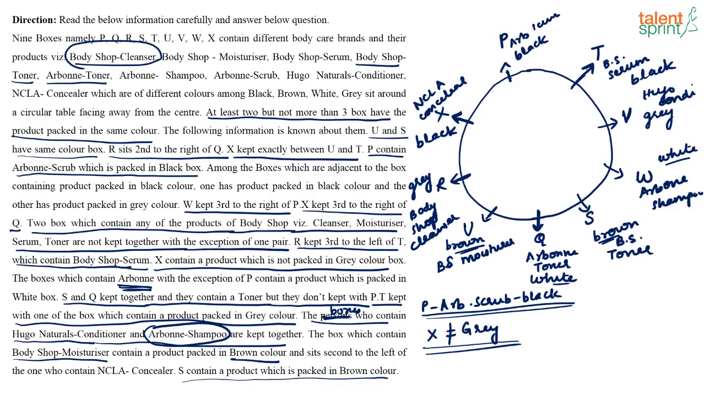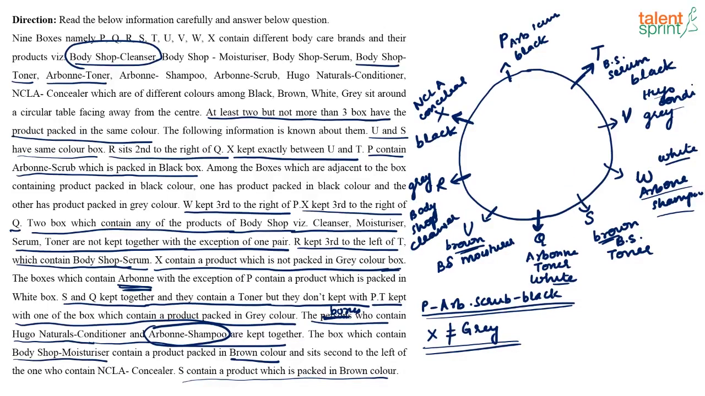Okay. Body Shop cleanser can also be V. Body Shop cleanser can also come here, but why is it not coming here? Because they have given that the other two, this Arbonne Shampoo and Hugo, these two should be together. It can either be W or V. Whatever be the case, it can't come here on this side because I need 2 adjacent places to place Arbonne Shampoo and this Hugo conditioner. I have no other place to keep it, right? So these two definitely cannot be the Body Shop cleanser. So obviously it has to be here.